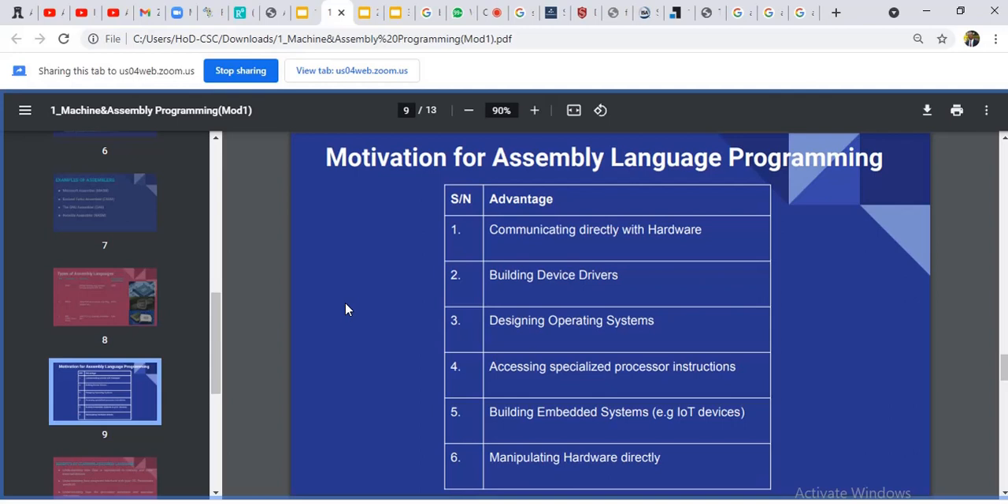If there are particular instructions you want to give to your processor, like building firmware, which are programs written for hardware to be active, you also need assembly language to do that. And also for building embedded systems like IoT devices. Today, are we together? You can stay in your room and turn off your generator that is outside. You can sit in your living room and turn off the AC that is in your bedroom.